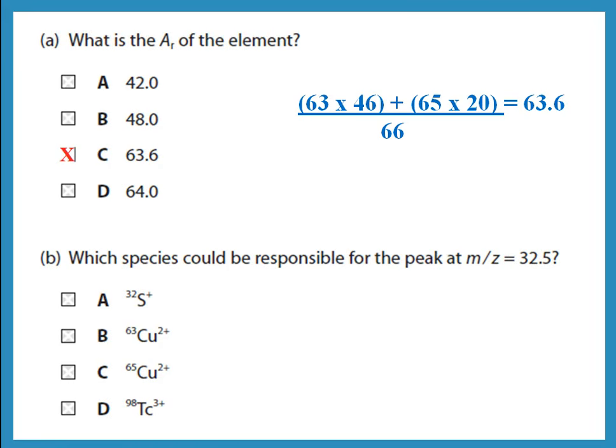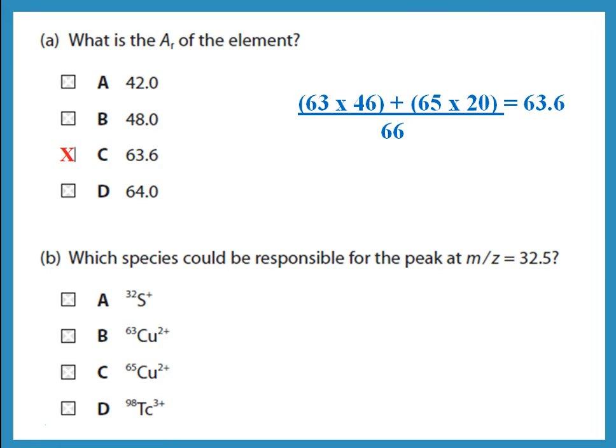Which species could be responsible for the peak at m over z 32.5? Well, I want something that will have a mass of 32.5. First of all, we're not talking about sulfur, because we just said that the atomic mass of the element is 63.6. This is not sulfur. So sulfur is not an option here. And anyway, sulfur has a mass of 32, and if you divide 32 by 1, it's not 32.5, so that doesn't apply.